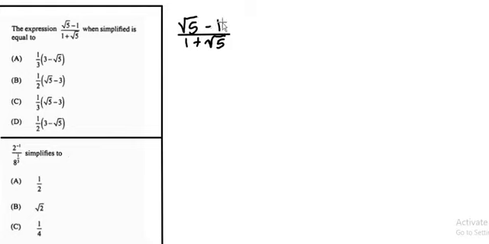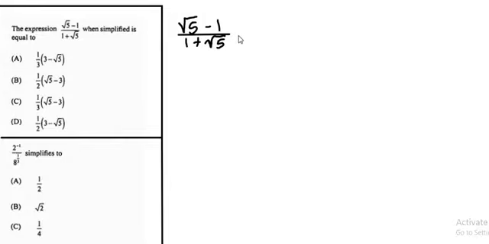Alright, so here we have the fraction. Now, to simplify this, what we want to do is to rationalize the denominator. And to rationalize the denominator, we'll multiply by the conjugate of 1 plus root 5. Now, the conjugate of 1 plus root 5 is 1 minus root 5. So we're going to multiply the denominator by 1 minus root 5.